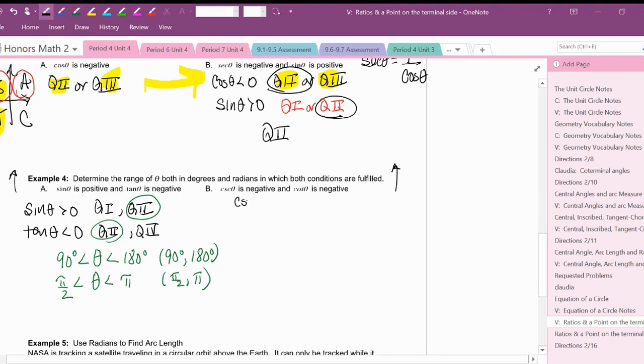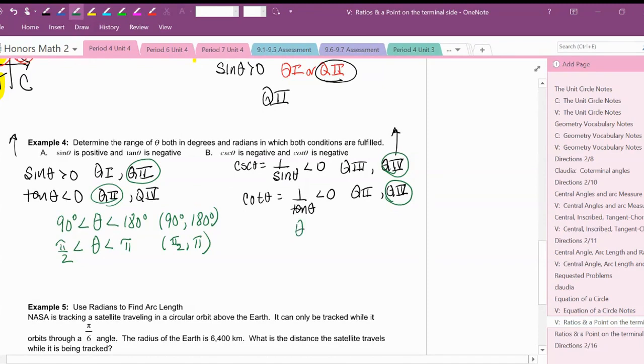Here, cosecant, which is 1 over the sine of theta, is negative. So sine is negative in quadrant 3 and in quadrant 4. Cotangent, which is 1 over the tangent of theta, is also negative. Tangent is negative in quadrant 2 and quadrant 4. We see that quadrant 4 is the match here. So for an angle to terminate in quadrant 4, we would rotate at least 270 degrees, but less than 360. Write that in interval notation. Convert that to radians. This would be 1.5 or 3/2 pi, less than 2 pi.